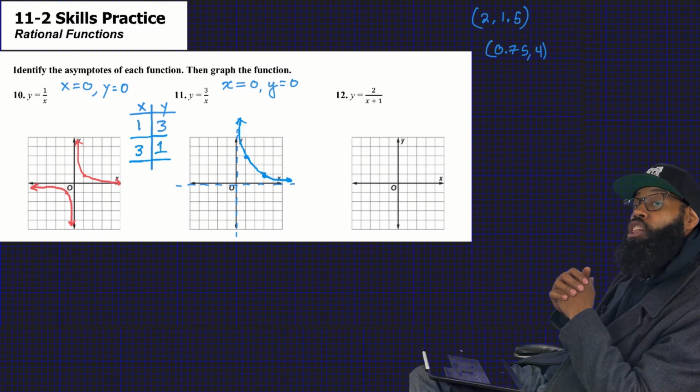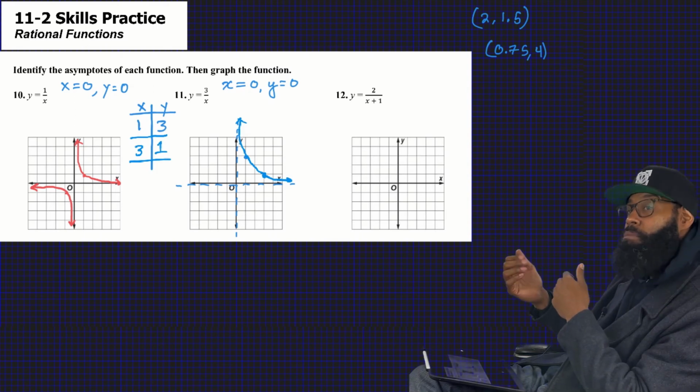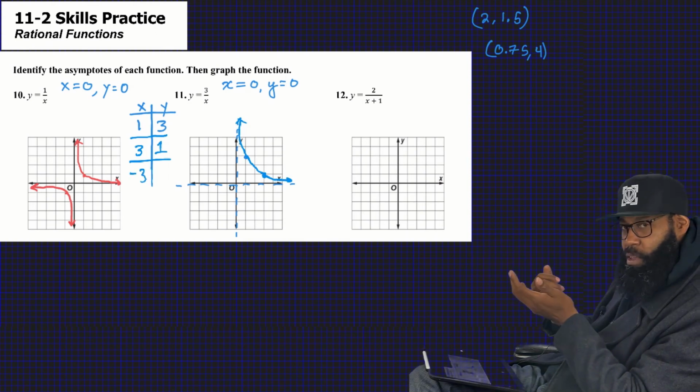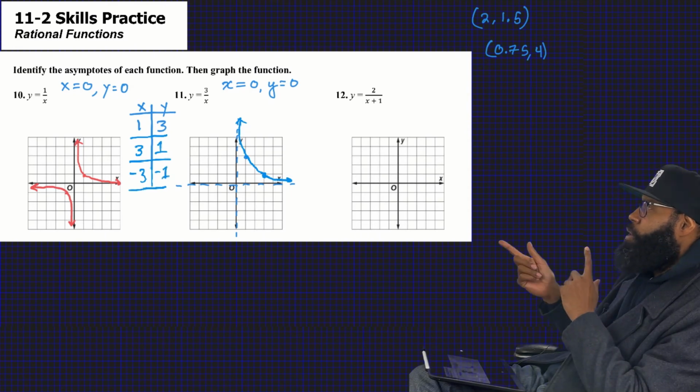As it gets larger, right? As x gets larger, it gets closer to the x-axis. As y gets larger, it gets closer to the y-axis, but we won't ever get there. Really important now, we're gonna get our negatives.